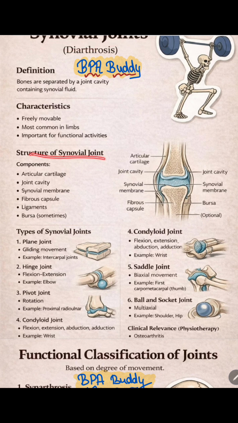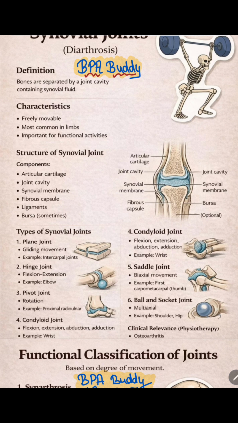The structure of a synovial joint includes articular cartilage, a joint cavity, and the synovial membrane, along with the fibrous capsule and sometimes a bursa, which is optional. Types of synovial joints. First is the plane joint, which provides gliding movement, for example intercarpal joints. Then comes the hinge joint, which does flexion and extension movements, for example the elbow.